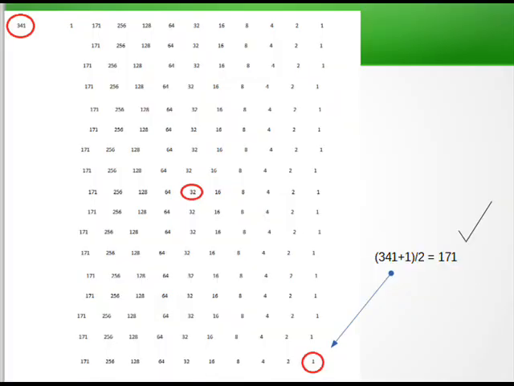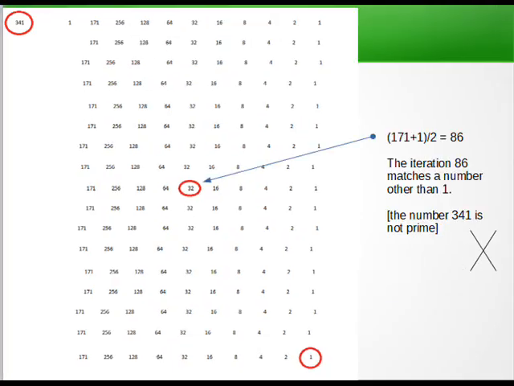341 plus 1 over 2 equals 171. The iteration equals 1. So it seems to be a prime. We have to go on. So 171 plus 1 over 2 equals 86. The iteration 86 matches a number other than 1, so the number 341 is not a prime.